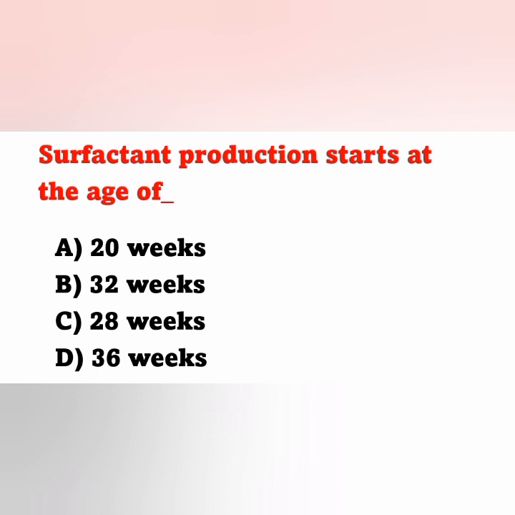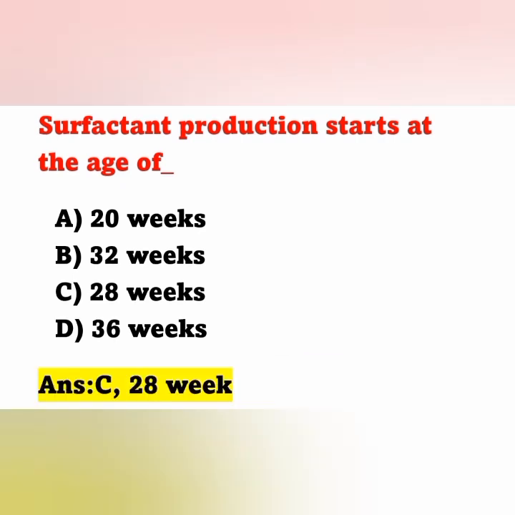Surfactant production starts at the age of option A 20th week, option B 32 weeks, option C 28th week, option D 36th week. Surfactant production starts at the 28th week of gestation. Option C is the correct answer, between 24 to 28th week. That is the correct answer.